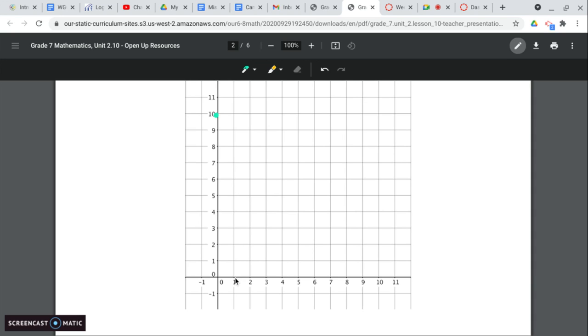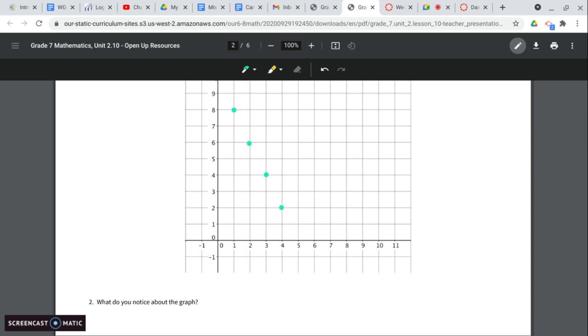Our next one was 1, 8. So we go 1 on the x-axis, 8 on the y-axis. Our next one, we have 2, 6, which is right here. The next one is 3, 4. And last but not least, 4, 2. So there are all of our points.